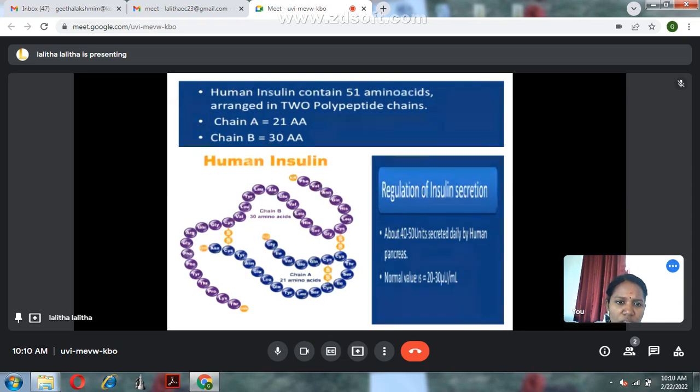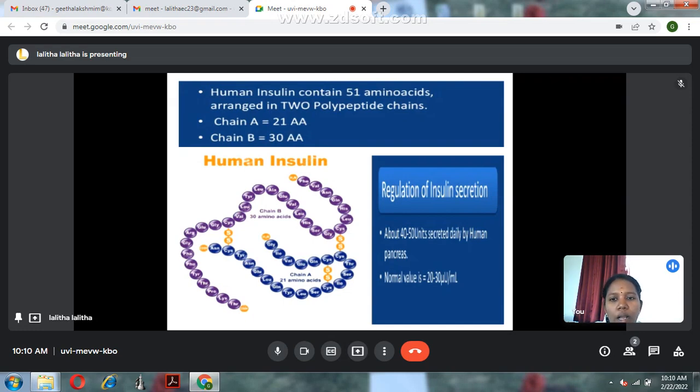Regarding the regulation of insulin secretion, about 40 to 50 units are secreted daily by the human pancreas. The normal value is 20 to 30 microunits per milliliter.